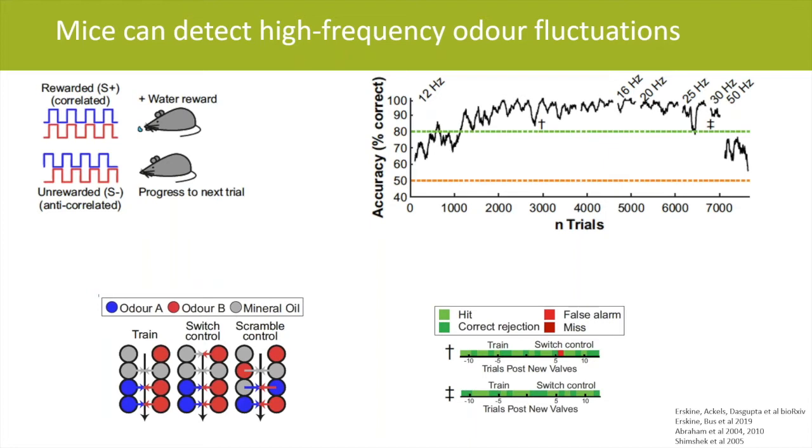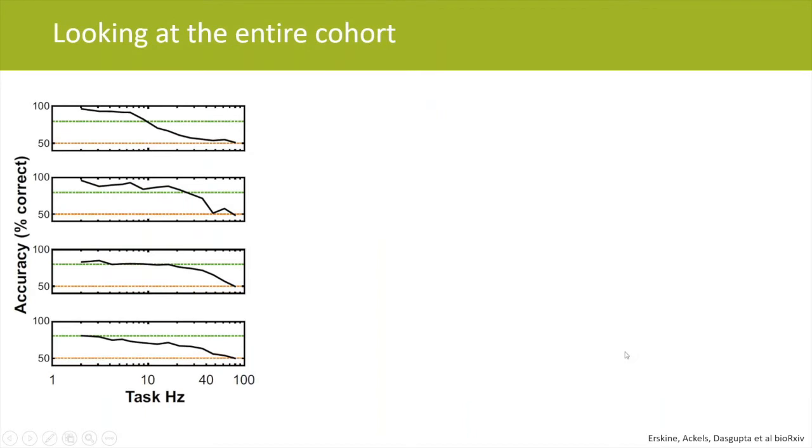And what we see is that even after the switch control of the valves, the animals perform very similarly, as you can see in these plots. Here are some other examples from different animals in the cohort. And what we see is that indeed the animals, all of them, could perform way above chance at lower frequencies, discriminating correlated from anti-correlated stimuli.